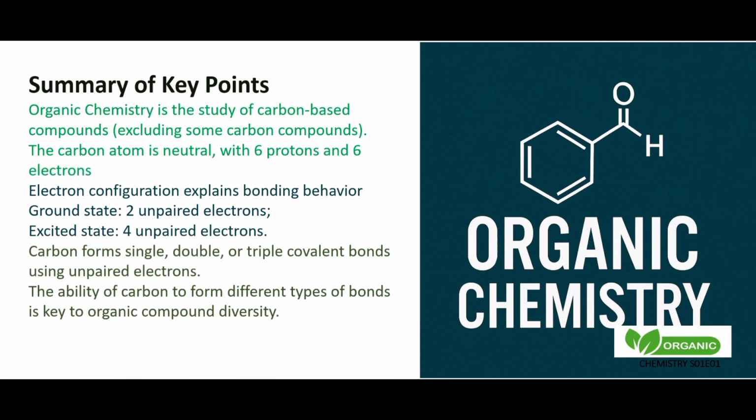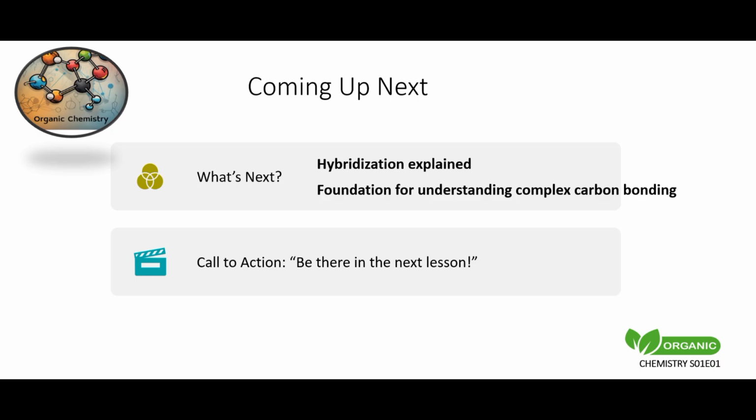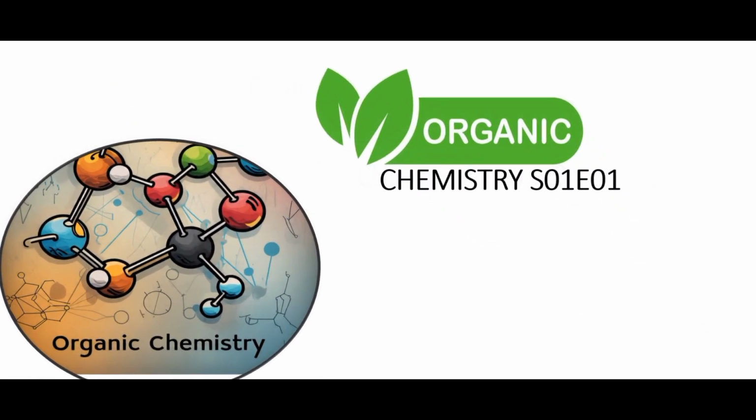Yet, the question is, how do carbon atoms form single, double, or triple bonds to themselves or to other atoms as seen in diamond, graphite, and organic compounds? The answer is found in hybridization. We will discuss hybridization in our next lesson video.